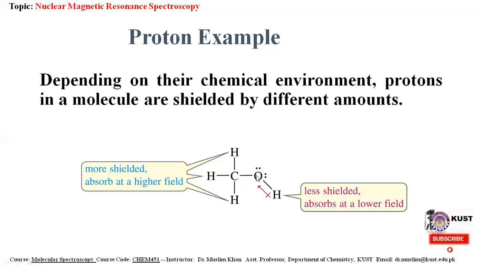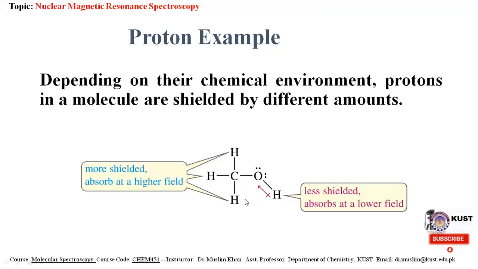So this will absorb at a lower field, and this will absorb at a higher field, because you will see in the spectra that the lower field is called downfield, and the higher field, having higher energy, is known as the upfield. You will see it. So this is the difference between these protons.